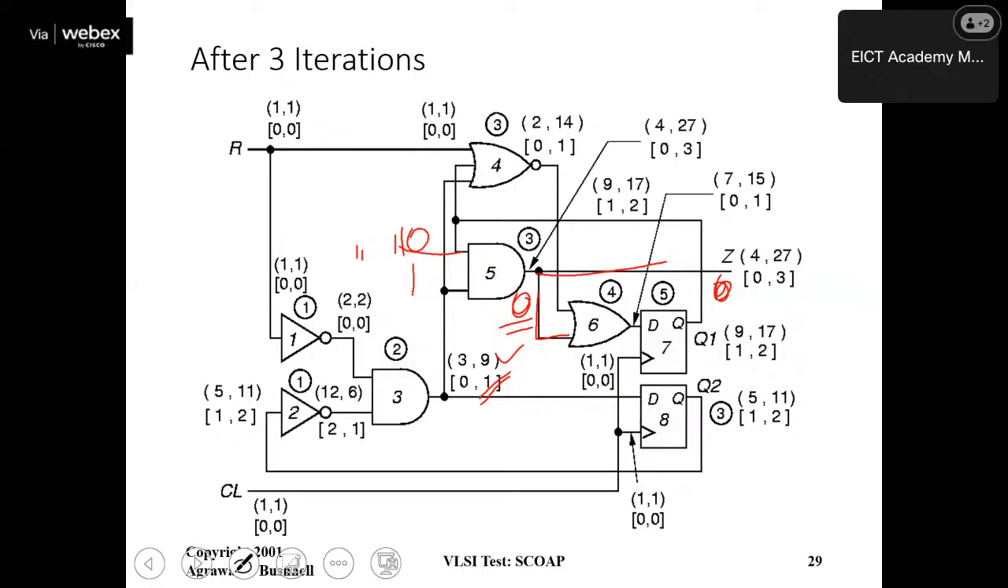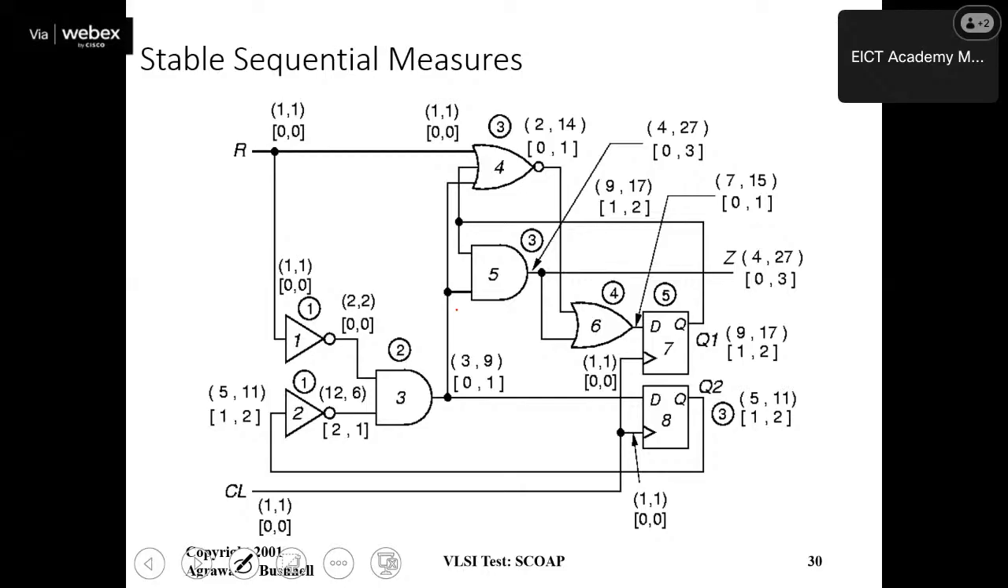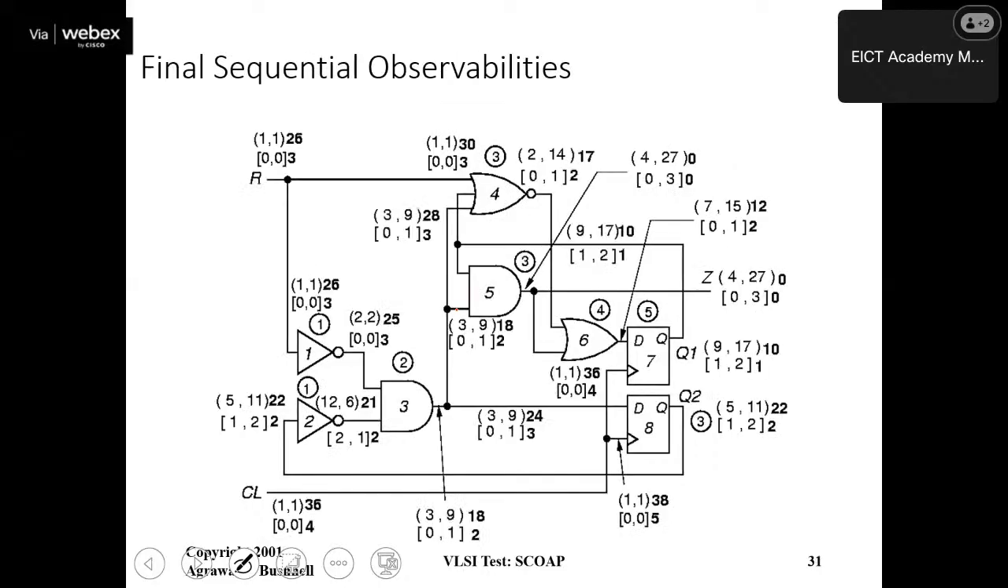Likewise, observability for this branch. Look at the controllabilities of this. The controllabilities were 17, 2, right? Add the observability plus 1, that is 18. So the observability for this branch becomes 18, 2, right? Likewise, you will keep on calculating the observabilities, and finally you will find the observabilities listed in this way. If you want, I can explain this. The formula is the same. You'll keep on calculating the observabilities.